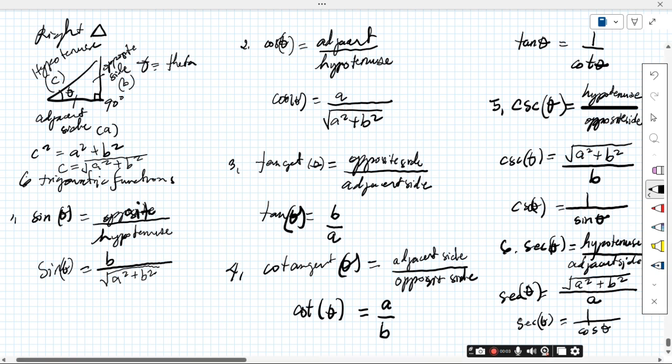And that's all six trigonometric functions. Now in the next episode, we will try to utilize all six trigonometric functions in a specific problem.